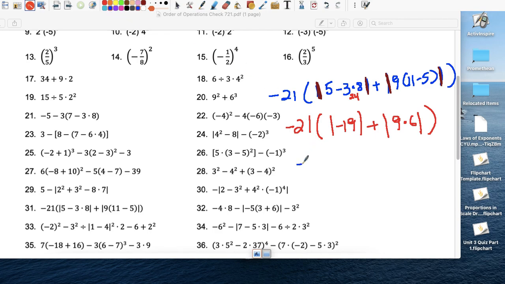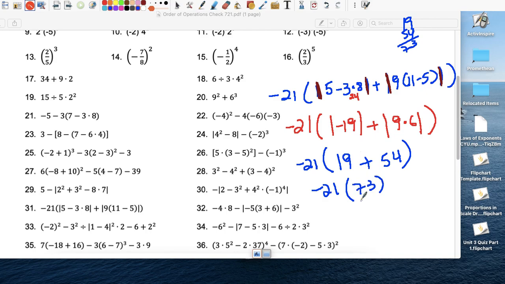All right, negative 21. Absolute value of negative 19 is 19. Plus absolute value of 9 times 6. 9 times 6 is 54. Absolute value of 54 is just 54. There we go. Negative 21, 19 plus 54 is 73. And we have to multiply negative 21 times 73. So 73 times 21, looks like negative 1533.